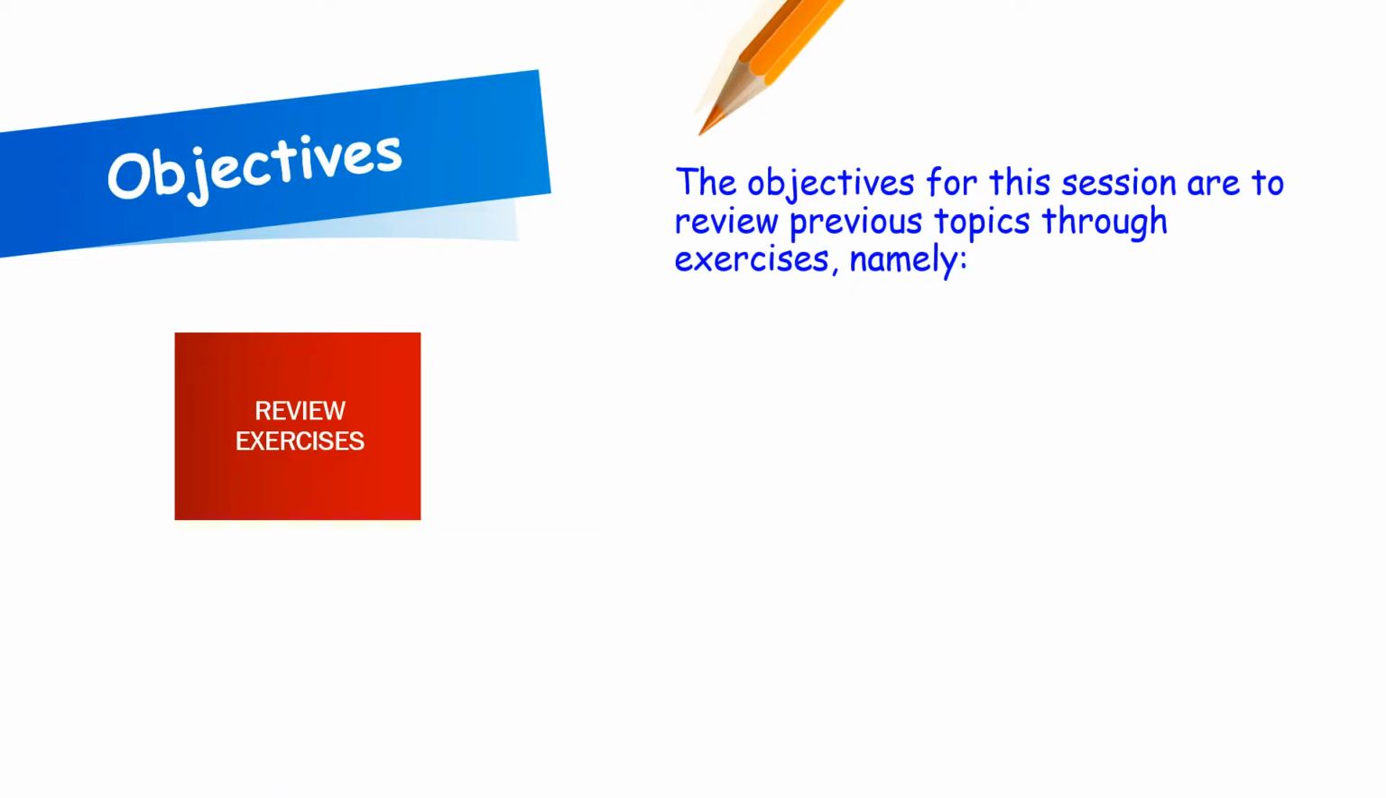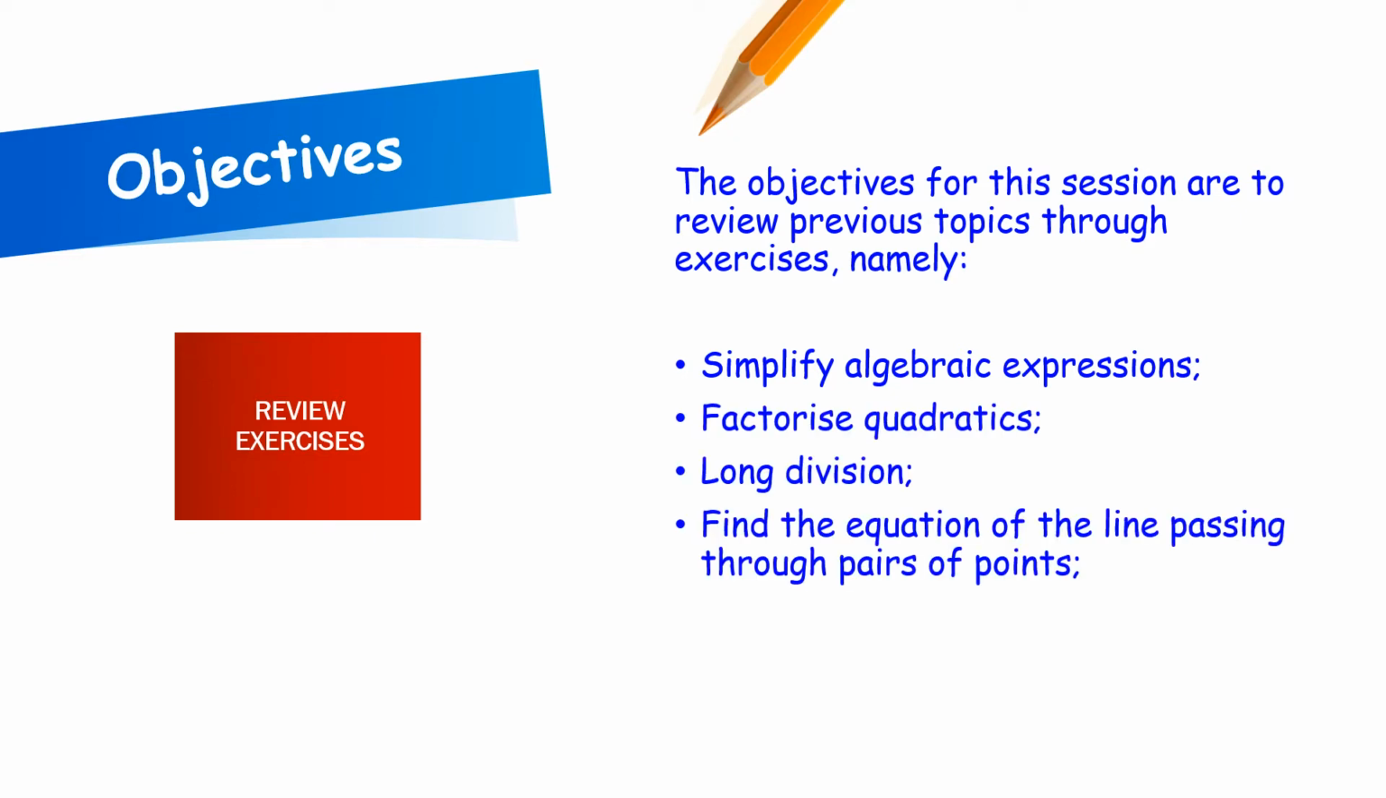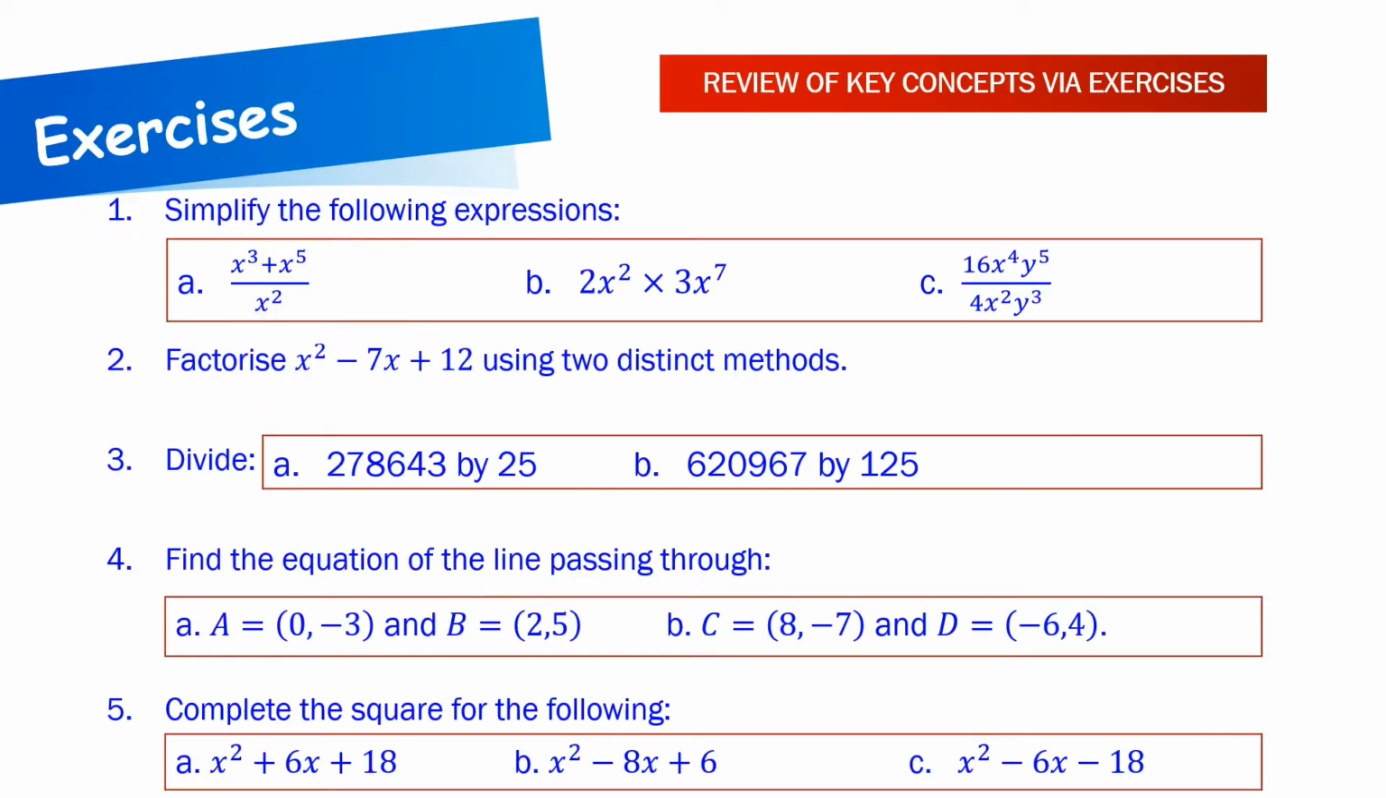The objectives for this session are to review previous topics through exercises, namely, simplify algebraic expressions, factorize quadratics, carry out long division, find the equation of the line passing through pairs of points, and complete the square for quadratics. Pause the video and have a go at these review exercises. When you are ready to view the solutions, press play.